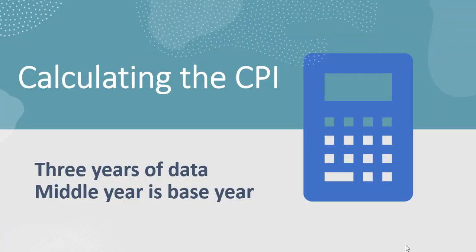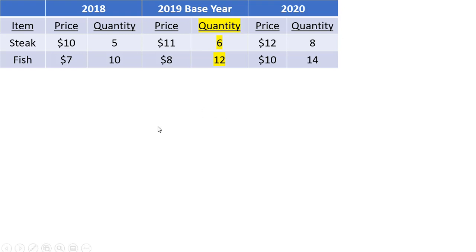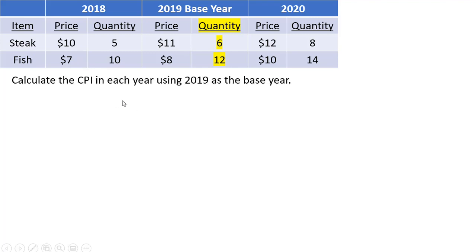In this video, we're going to calculate the Consumer Price Index by way of an example. We're going to use 3 years of data where the middle year is the base year. So here is our data. 3 years of data. We have 2 items, steak and fish, the price and the quantities for each year. We want to calculate the Consumer Price Index and then the inflation rate using 2019 as the base year.